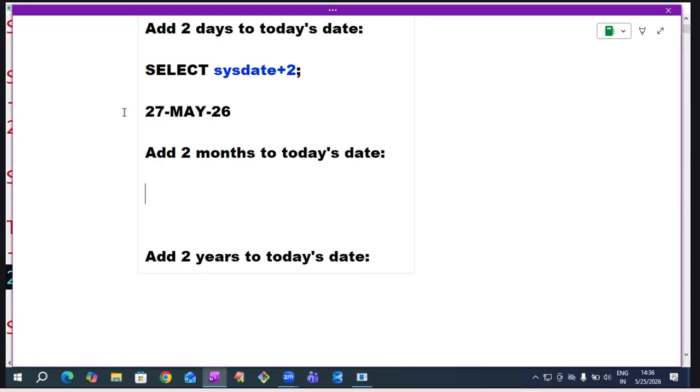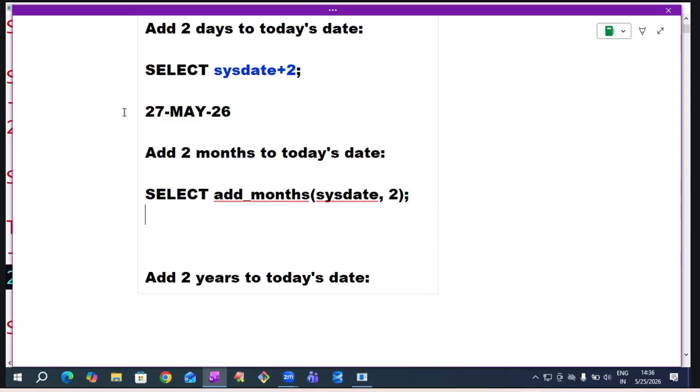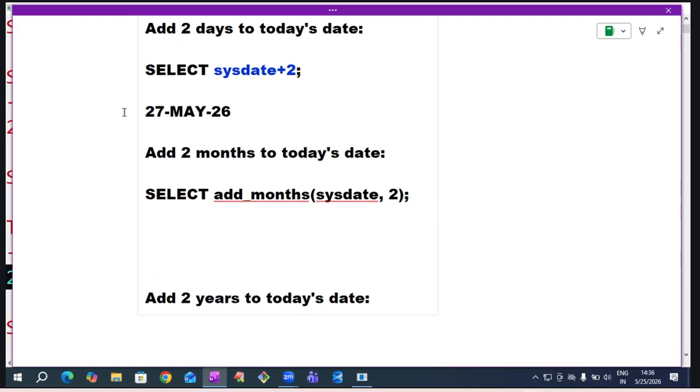Next, adding 2 months to today's date. To add months, there is one function, add months. To which date? This date. How many months we want to add? 2 months. After 2 months date we get. Current month is May. May means 5. 5 plus 2, 7. 7 means July. So we get 25 July 2026. After 2 months, this will be the date. This is adding 2 months.